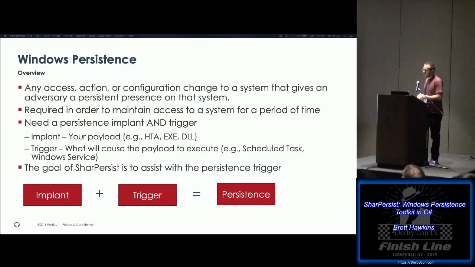So Windows persistence is any access, action, or configuration change to a system that's going to give an adversary a persistent presence on that system. And this is needed if you want to maintain presence on that system for any period of time, whether you need to maintain presence for days, weeks, months, years, whatever. There are two key components when it comes to persistence: the persistence implant and then the persistence trigger. The persistence implant is going to be your payload: HTA, EXE, DLL, whatever. And the trigger is what actually causes that payload to execute. Scheduled task and Windows service are two basic examples. But without that trigger, that payload can't execute. So the goal of SharPersist was to help with the persistence trigger.